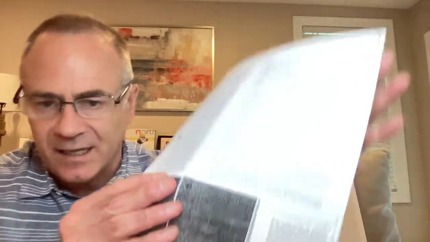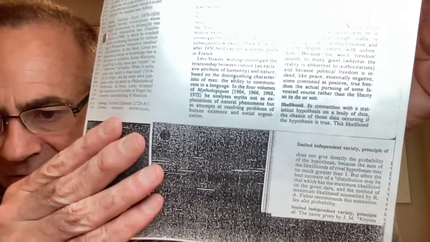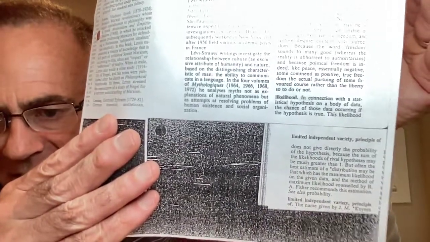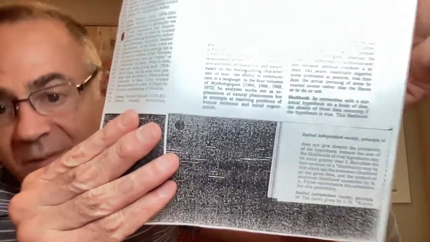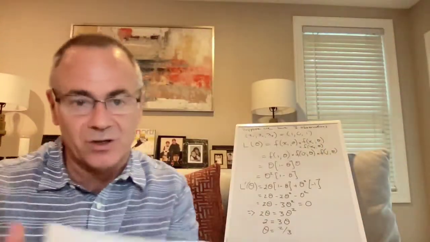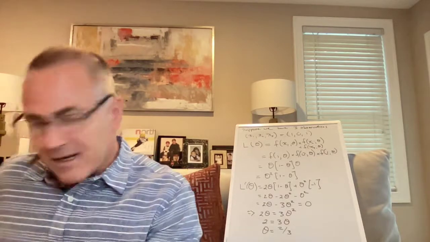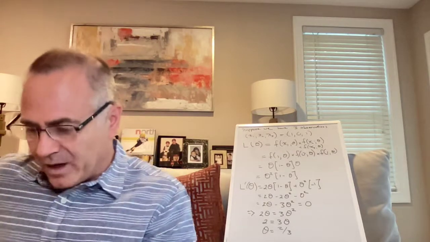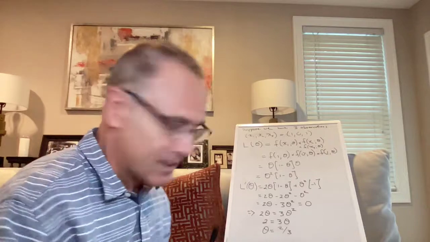Flew said, okay, with likelihood in connection with the statistical chance, this likelihood does not give directly the probability of the hypothesis, because the sum of the likelihoods of variable hypotheses may be much greater than 1, or, as I also told you, it might be less than 1. It does not necessarily have to equal 1. Here's what I mean by that.